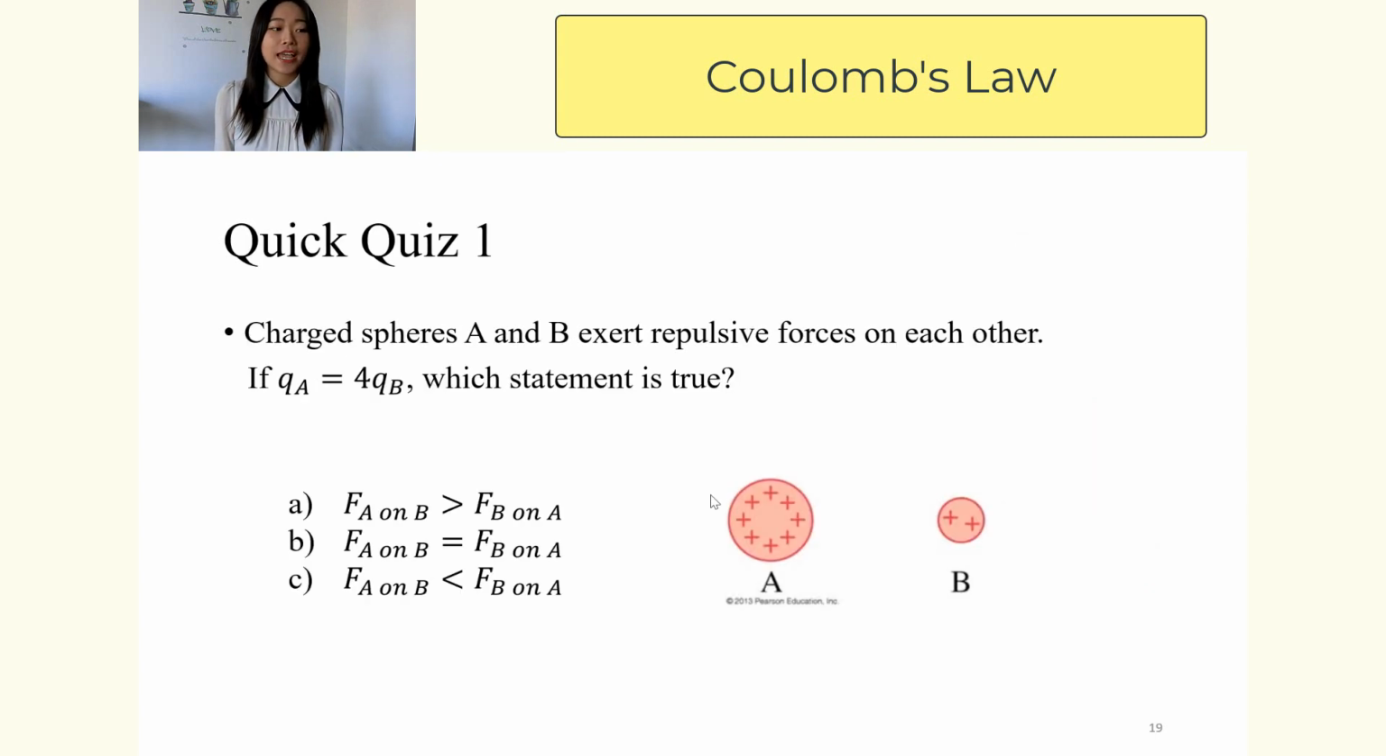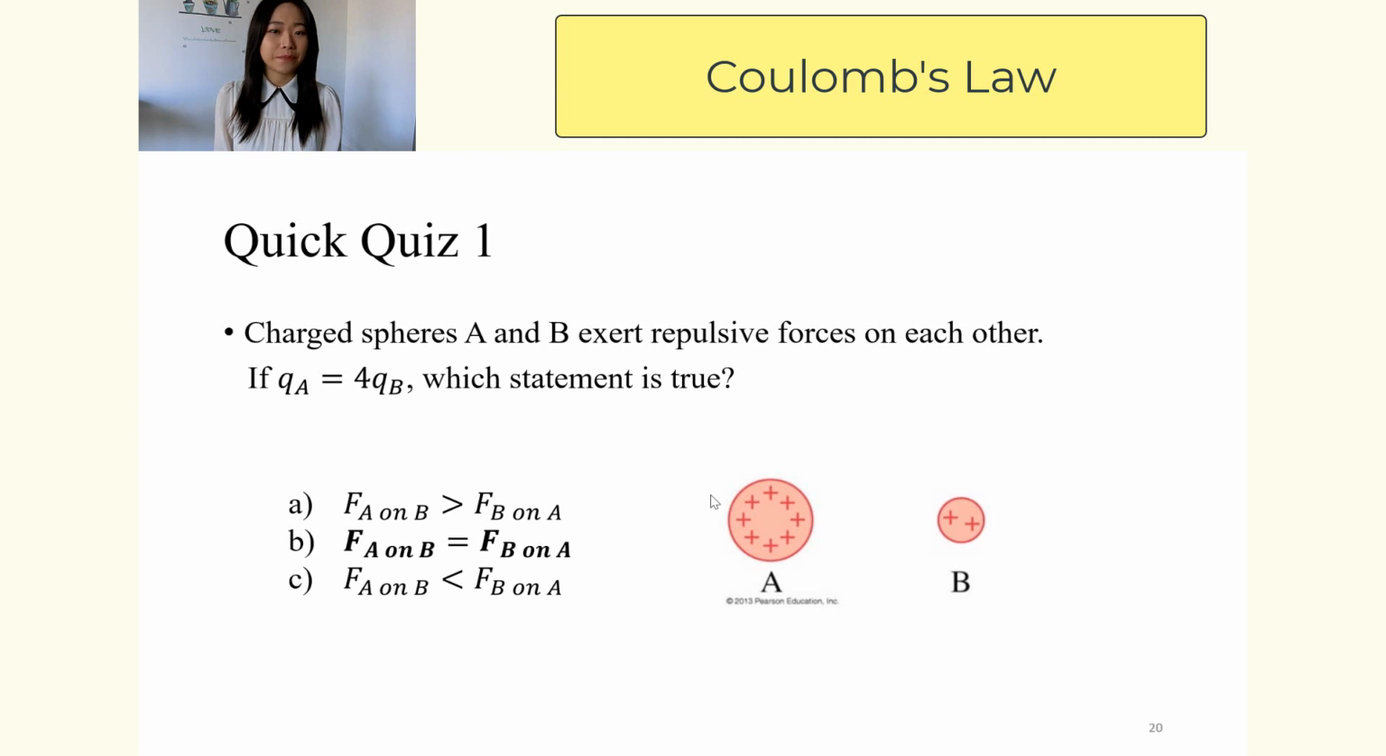Here's a quick quiz. Charged spheres A and B exert repulsive forces on each other. We know that the charge of A is 4 times the charge of B. Which statement is true? A. The force of A on B is greater than the force of B on A. B. Force of A on B equals force of B on A. C. Force of A on B is smaller than force of B on A. You can pause the video here before I move on to the solution.